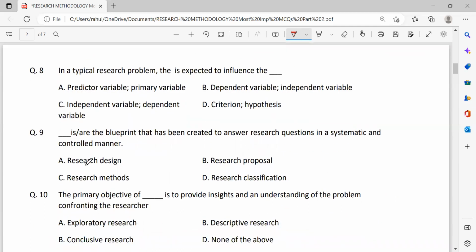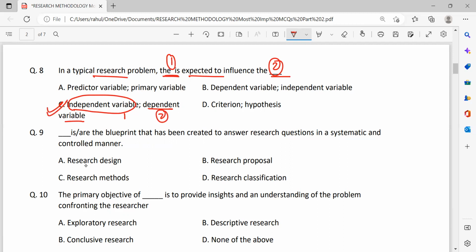Question number 8. In a typical research problem, which variable is expected to influence the other? So basically here the question would be like, in a typical research problem, the independent variable is expected to influence the dependent variable, right? So option C is the correct answer.